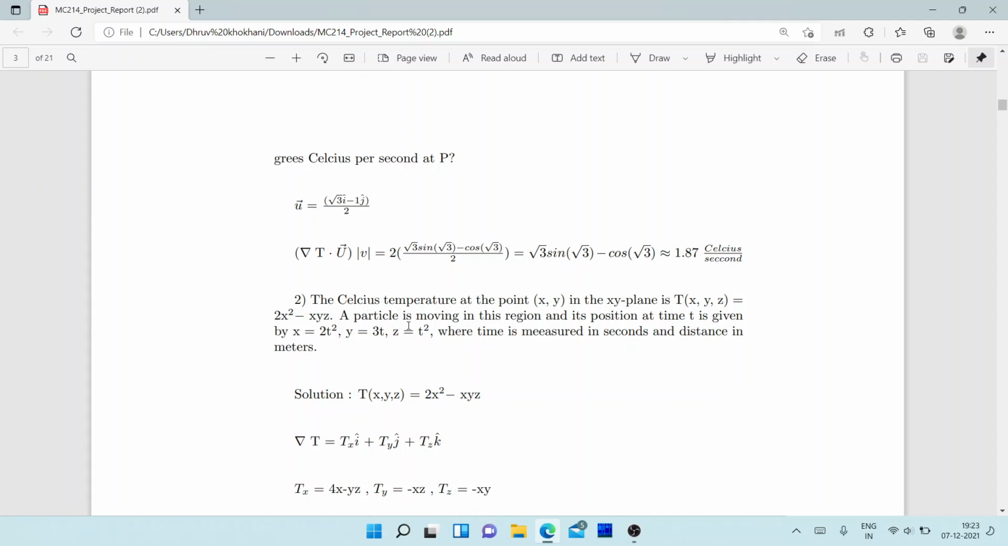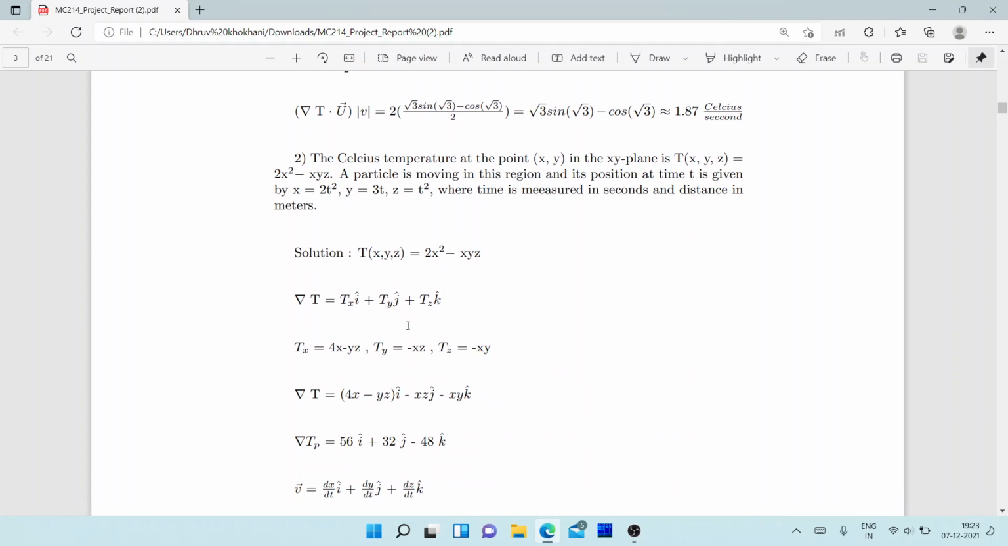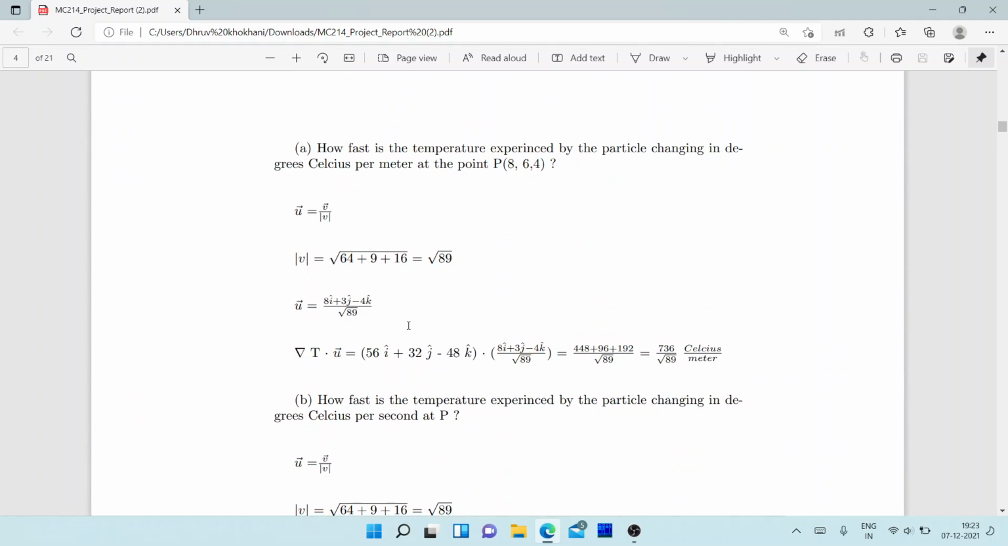In the second question, a particle is moving in the xy plane and the temperature at any point is given as 2x squared minus xyz, and the x component is 2t squared, the y component is 3t, and z is t squared, where time is in seconds and distance is given in meters. In the first part, we have to find how fast the temperature is experienced by the particle at the given point P.